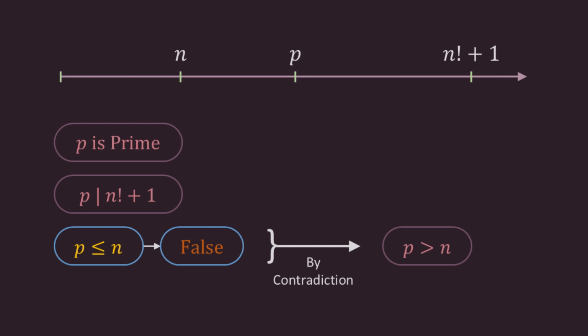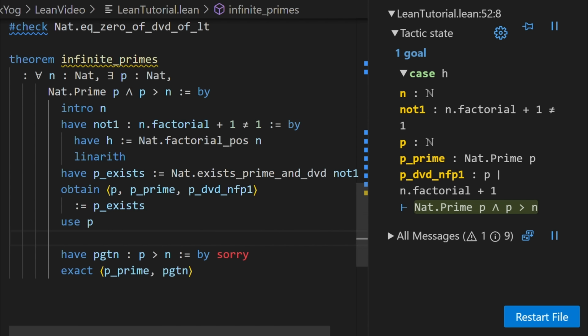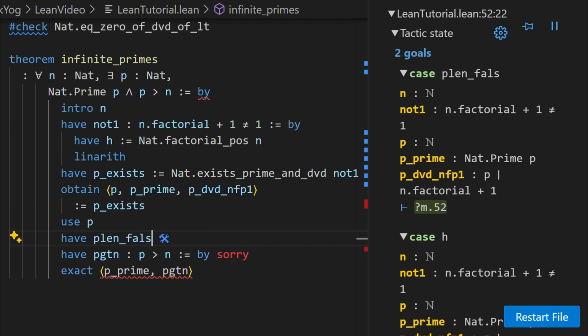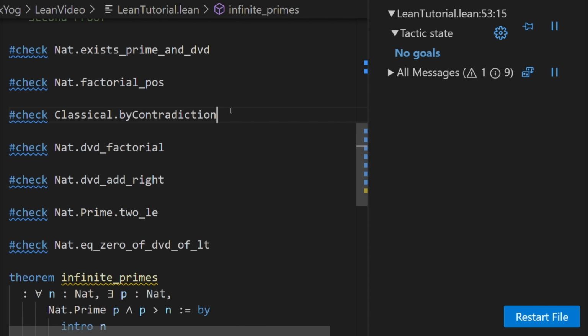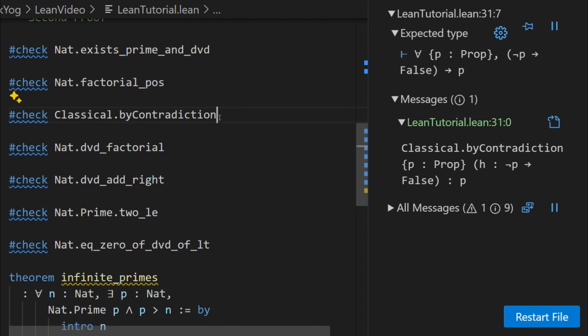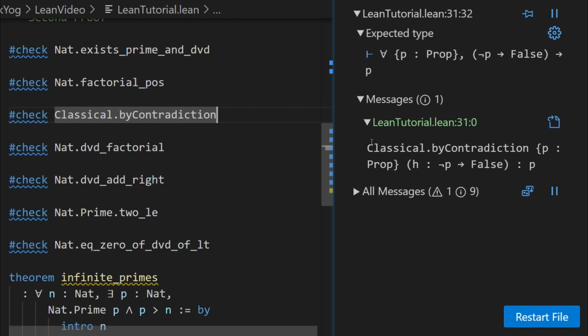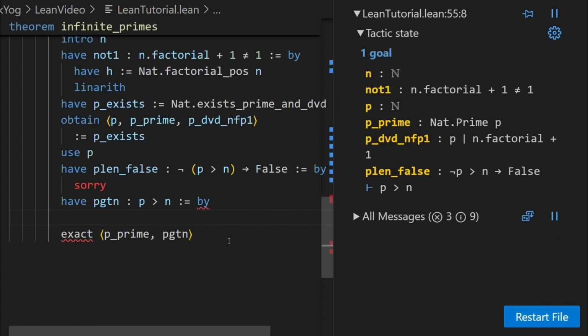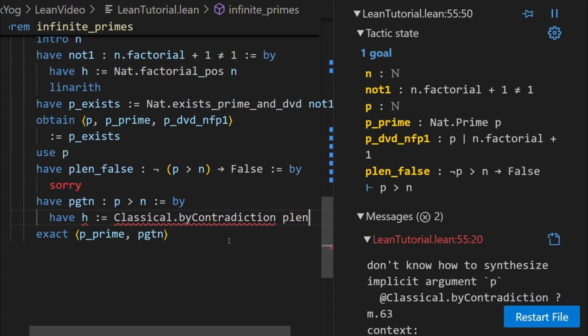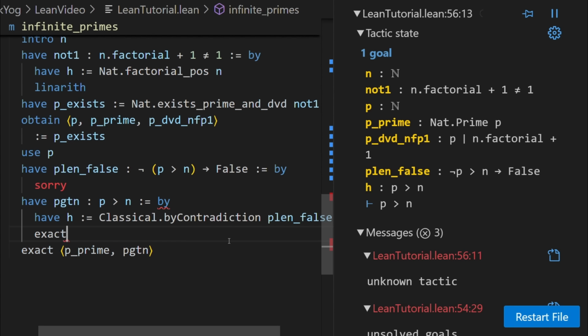Now we have to prove p greater than n by showing that p less than or equal to n leads to false. Let's assume we have a proof plen_false of not p greater than n leads to false. Checking classical.by_contradiction tells us that it takes in a proof of not p implies false and gives a proof of p. We can perform implies elimination by giving it the proof plen_false, with the goal being exactly h.